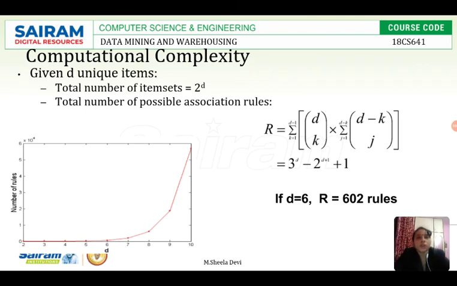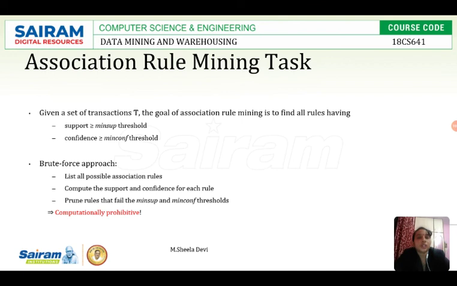So the total number of possible association rules: how many association rules can be created with a D-item data set is R equal to 3 power D minus 2 power (D+1) plus 1. That is 3 power 5 minus 2 power 5 plus 1. If we have 6 data items, that is if D is equal to 6, then R is equal to 602 rules we have to create.